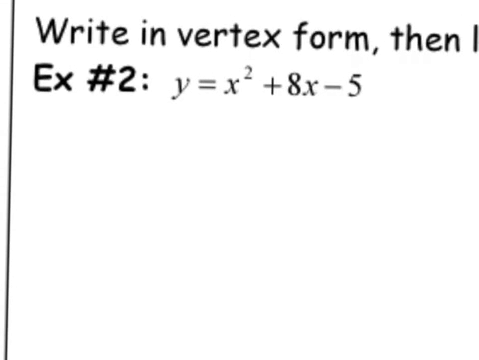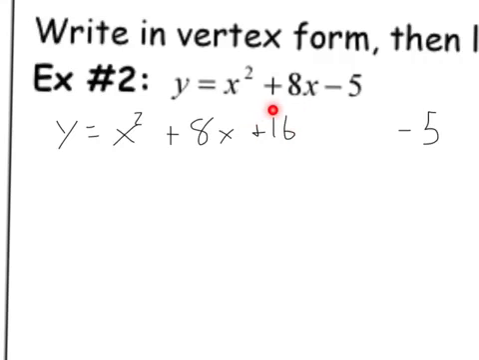Let's rewrite the equation. y equals x squared plus 8x, and let's put a minus 5 over here. We're going to give ourselves some room to complete the square. Before, when we completed the square, we took our b term and divided by 2. 8 divided by 2 is 4. Then we squared it. 4 squared is 16. So I'm going to add 16 right here.